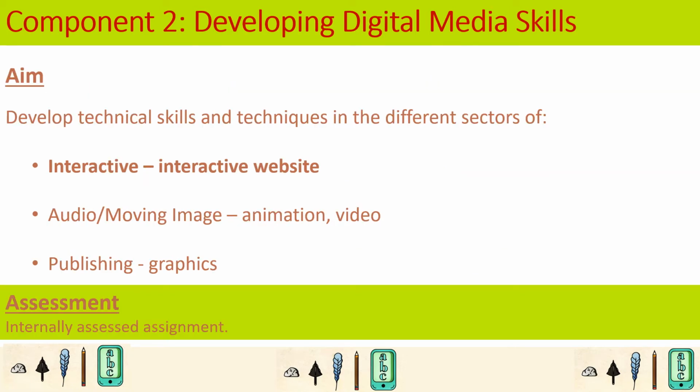So Component 2 is called Developing Digital Media Skills. What this means is you develop the skills you need to actually go away and make a good digital product. Now, the sector we focus on is the interactive sector, so we learn lots of skills about making interactive websites, but we also use skills from the other sectors. For instance, you might want to add an animation or video to your website. You will certainly want to create your own graphics. The assessment for this unit is again an internally assessed assignment.